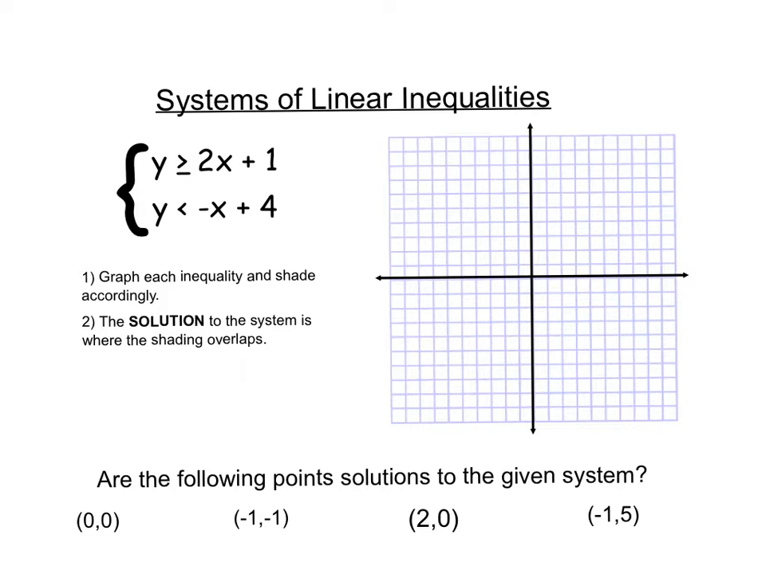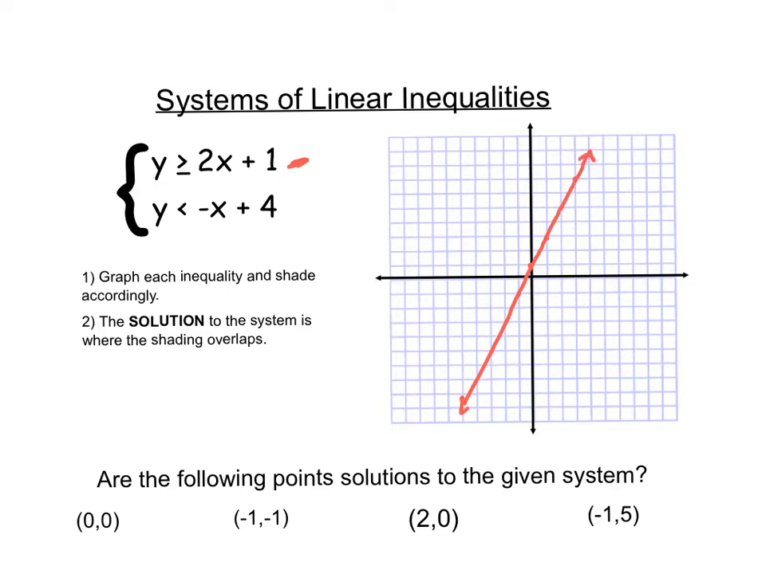I'm going to graph this first one using a red pen. It's y is greater than or equal to 2x plus 1. So the y-intercept is 1, slope is 2. I'm just going to make some dots so I can connect these dots. There we go. And it's greater than or equal to, so that means I'm going to have a solid line because it's or equal to.